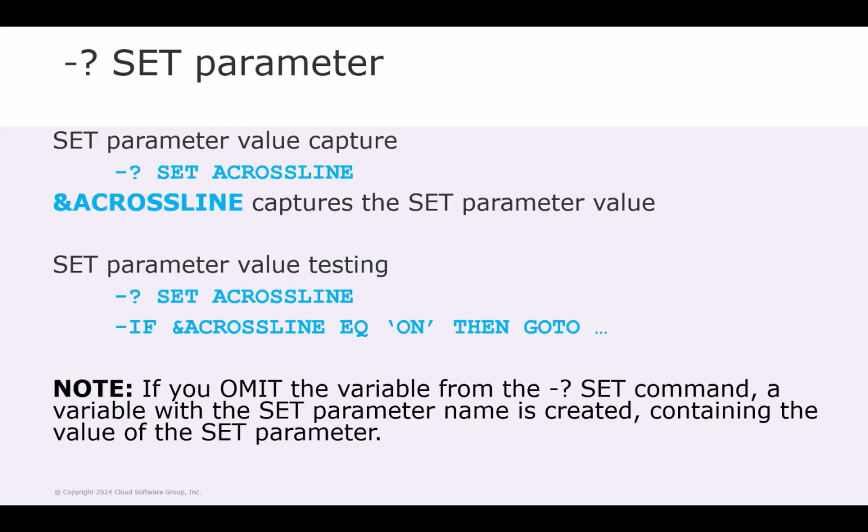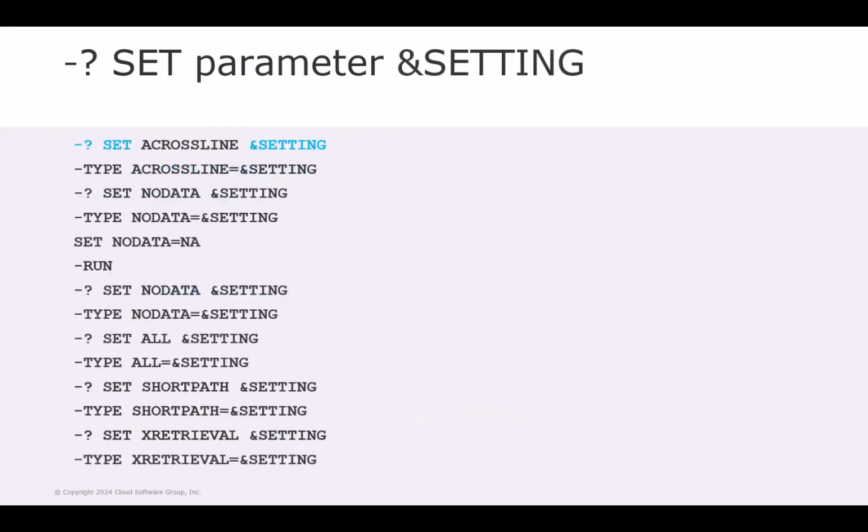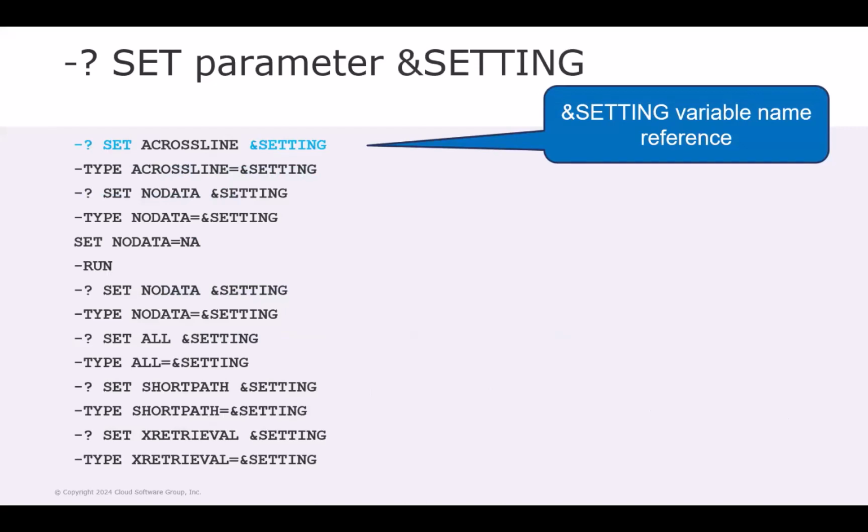But I wanted to demonstrate the other things because I had seen slides and other things in the past, so I wanted to reference them. But this is actually the best answer, the best and easiest solution. You can see where I did a dash question mark set across line, and then right after that I did a dash if amp across line equal, and then I can go from there. Let me just show you three different scenarios. I know I'm running close to time. Here's where I did some sets against across line: no data, original, then I set it to NA. Then I did all, short path, and X retrieval.